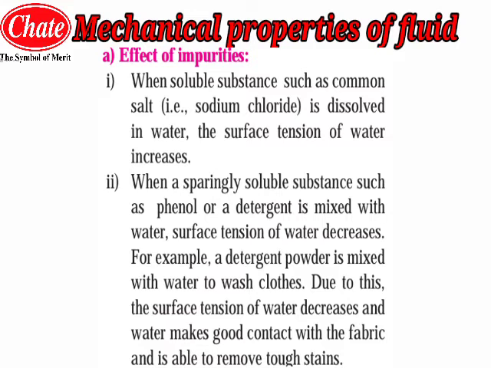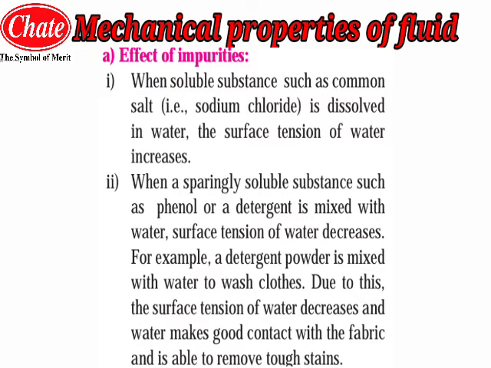And the second one is when a sparingly soluble substance such as phenol or a detergent is mixed with water, the surface tension of the water decreases. Means students, when a sparingly soluble substance like phenol or detergent is mixed with the water, then the surface tension of the water will decrease. As they make that fluid very smooth, the surface tension decreases.